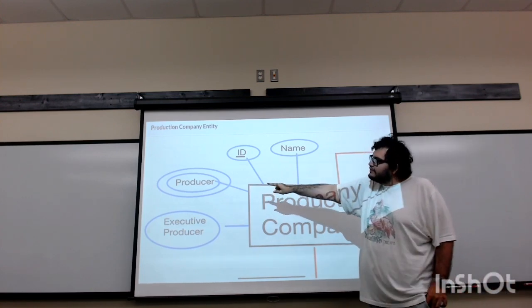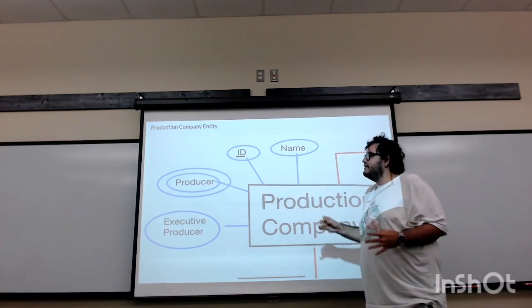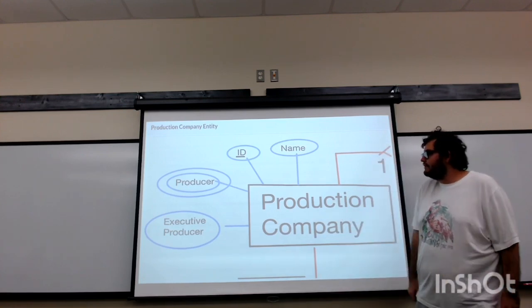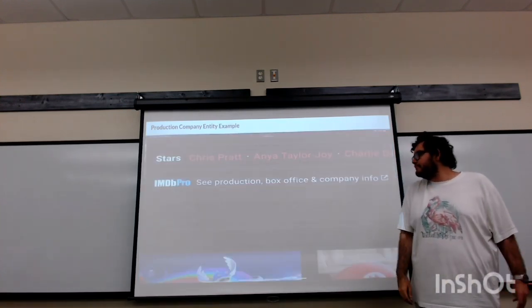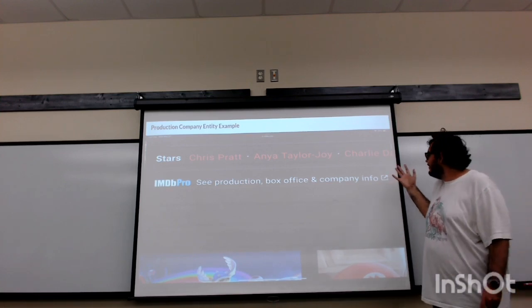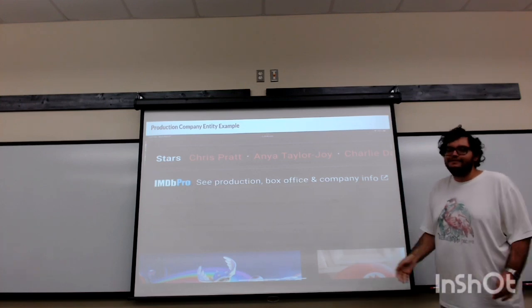Another thing I would like to talk about is that it has a multivalued producer attribute. That is because a production company can have many producers. And we would like to give you an example of how IMDB Pro does it, but we don't have IMDB Pro, so we can't really show it to you.